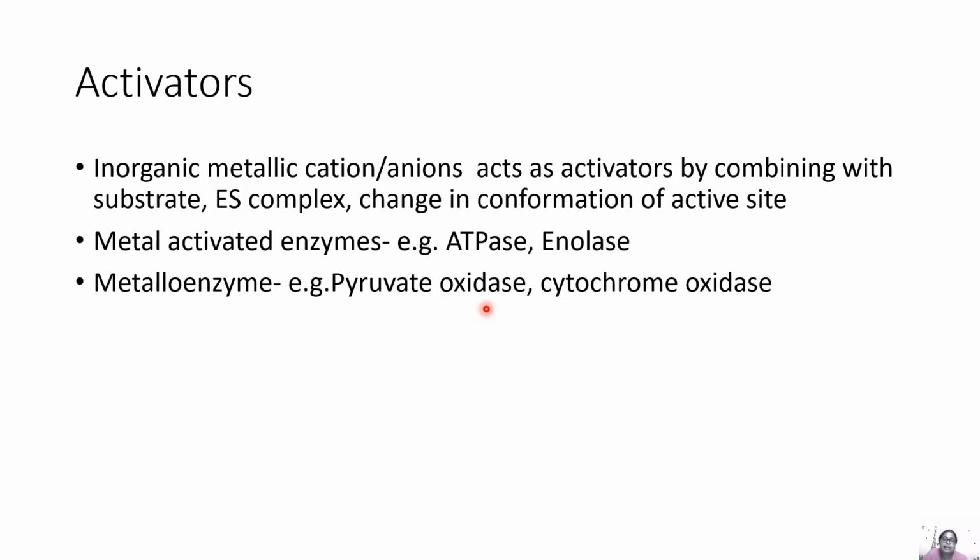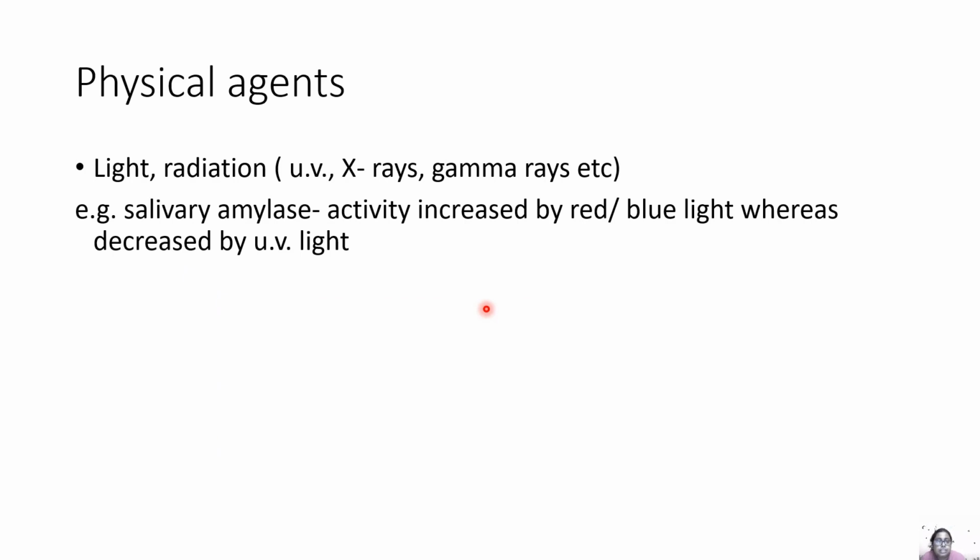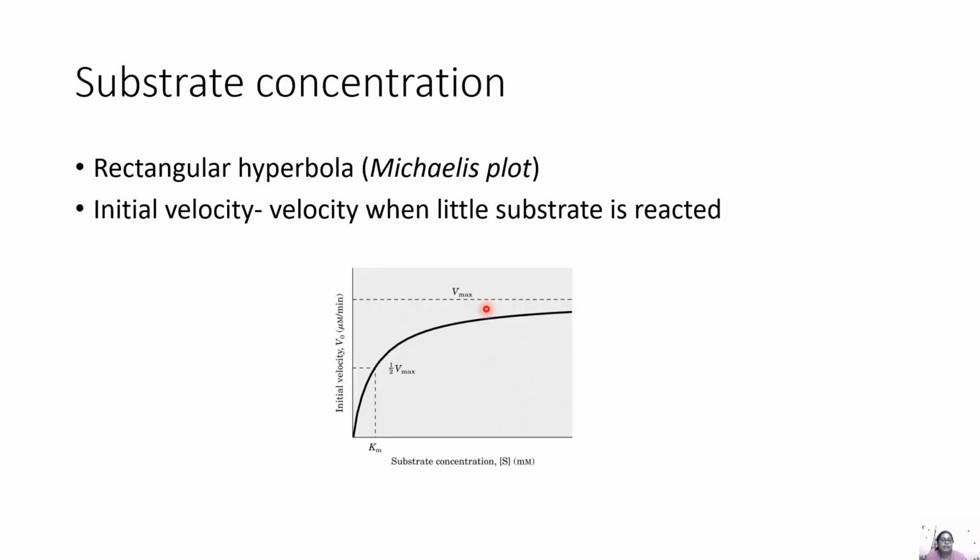Activators. Inorganic metallic cations and anions can act as activators by combining with the substrate or ES complex, changing the conformation of the active site, metal activated enzymes, metalloenzymes, etc. Inhibitors will basically make the active site unavailable to substrate, or change the enzyme structure. So, what are the physical agents? Basically, light, radiation, X-rays, UV, gamma rays. These are the physical agents. Like for salivary amylase, activity can be increased by red-blue light, whereas it is decreased by UV light.